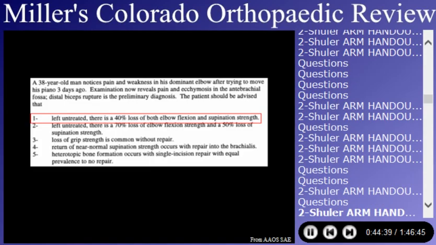This is a great question. I didn't know this, actually. It's a 38-year-old man who noticed pain and weakness in the dominant elbow after trying to move his piano 3 days ago. Examination now reveals pain, ecchymosis, antecubital fossa, distal biceps rupture is a preliminary diagnosis. What happens if you don't do anything for this patient? Left untreated.